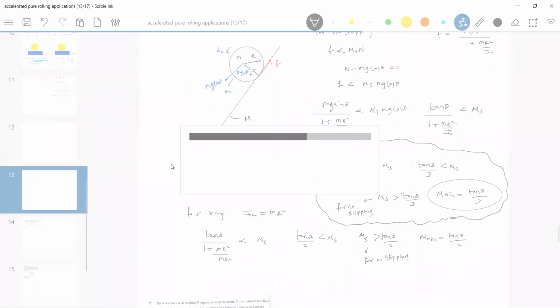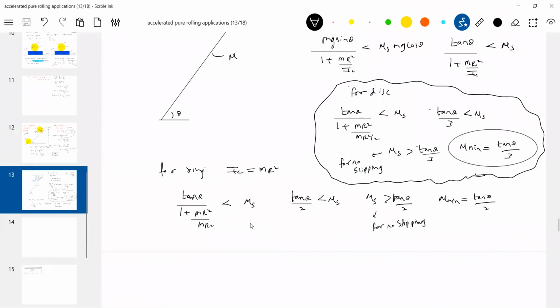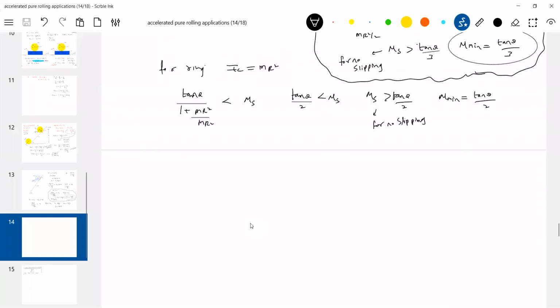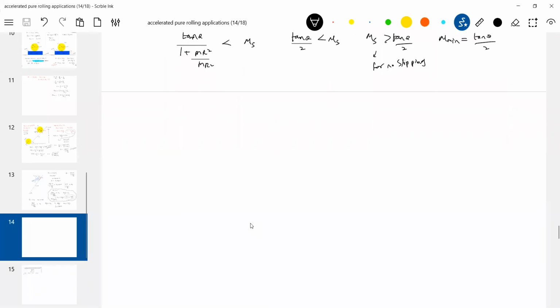I'll draw the diagram for that also. This is a very important part of the discussion which we are making again. Let me do it for the ring only. So I have a ring. What is the minimum value? Tan theta by 2.